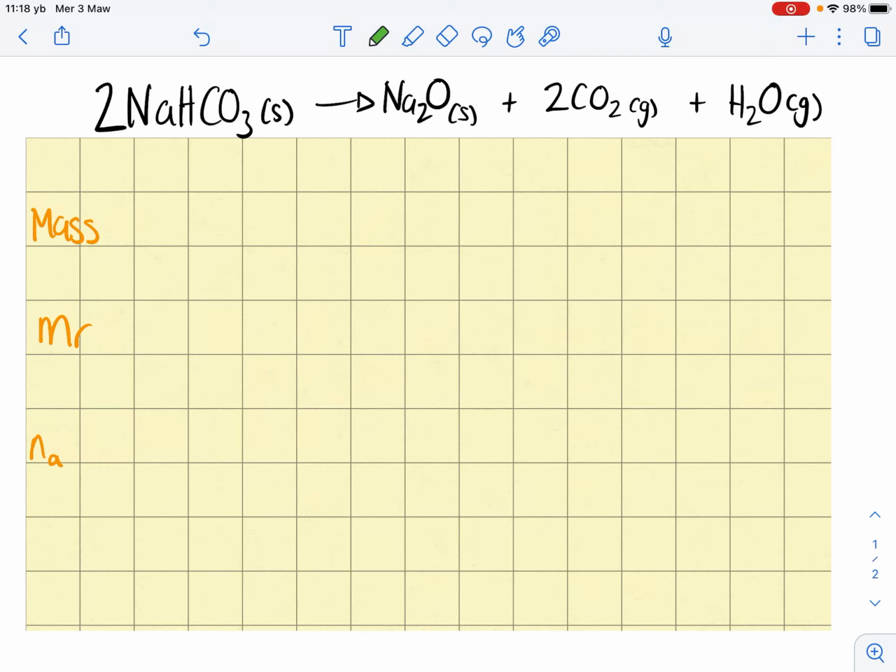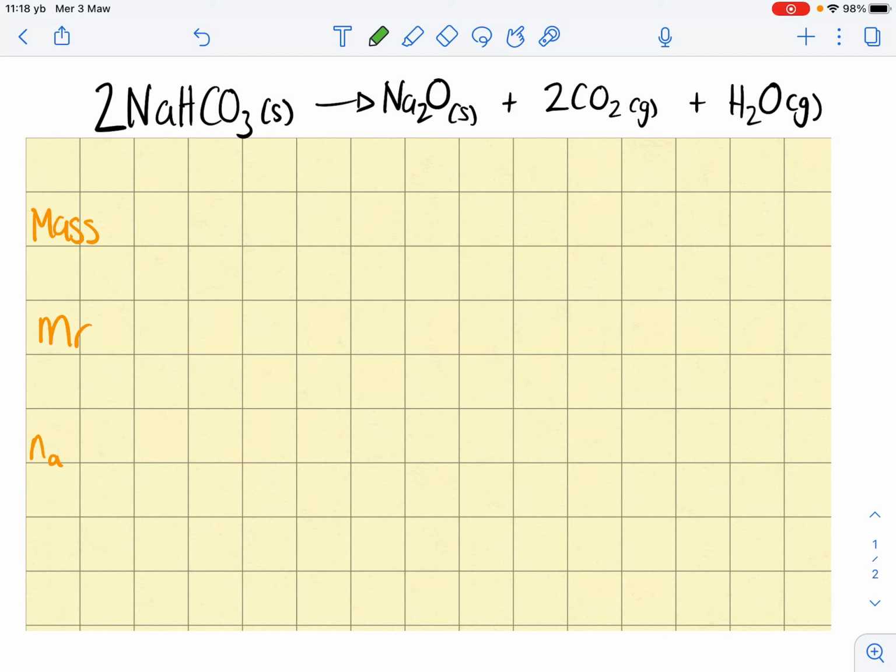Okay, so here's a video on how to work out a C-type problem, a mass-to-mass conversion, and this is hopefully going to help you with the lab analysis for decomposition of sodium carbonate. I split this up so that we have mass, molecular weight, and the number of moles on one side of the column, and then you can see the balanced chemical equation at the top here.